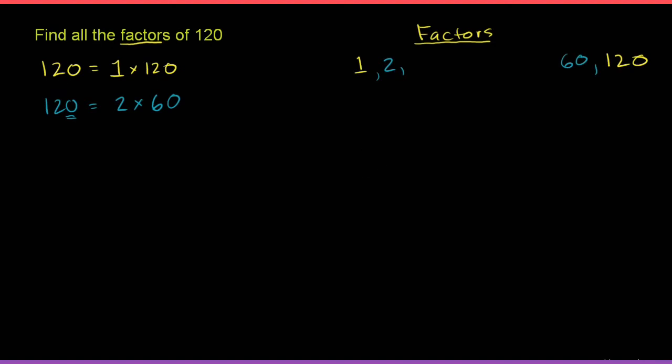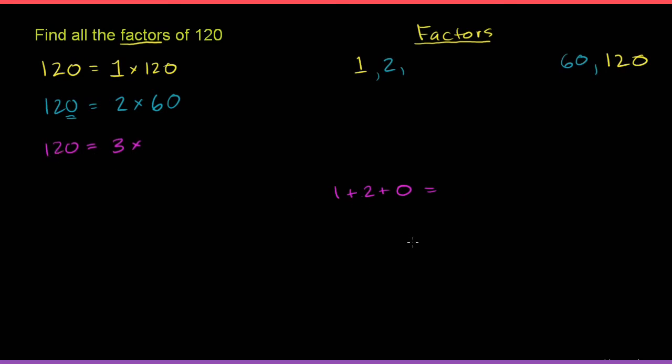Now let's think about whether 120 equals 3 times something. We could just try to test and divide it from the get-go, but hopefully you already know the divisibility rule. To figure out if something is divisible by 3, you add up its digits, and if the sum is divisible by 3, we're in business. So if you take 120, 1 plus 2 plus 0 is 3. And 3 is definitely divisible by 3. So 120 is going to be divisible by 3.